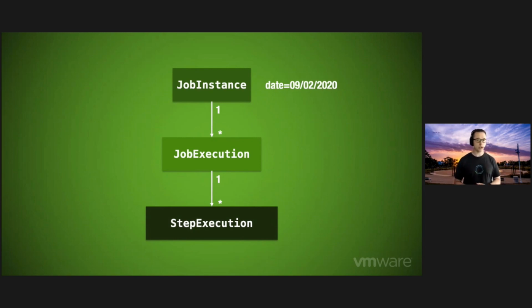You may only have one job execution. If the job was started and it ran, great, you have one execution. If you have to restart your job, you'll get multiple job executions linked together by that job instance. Each job execution will have one or more step executions based on how many steps that job execution runs.